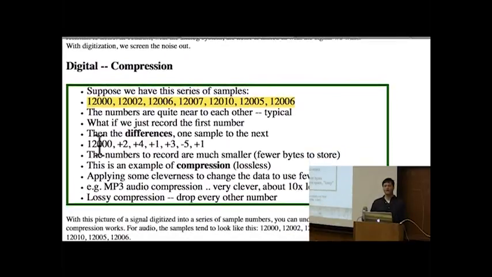What if at the start of the audio data I just put whatever the first number is? So I record that first sample. And then after that, I don't record any more samples. What I do is I just record the difference of each sample to the next. So in this case, I would end up with 12,000, and then I would say plus 2, because the next sample was 12,002. And then I would say plus 4, because the difference between the third sample and the second was going up by 4. And so I end up with plus 1, plus 3, minus 5, plus 1. I just end up with these little numbers.